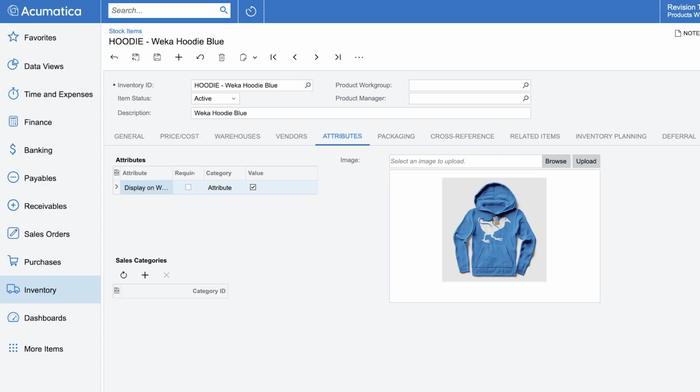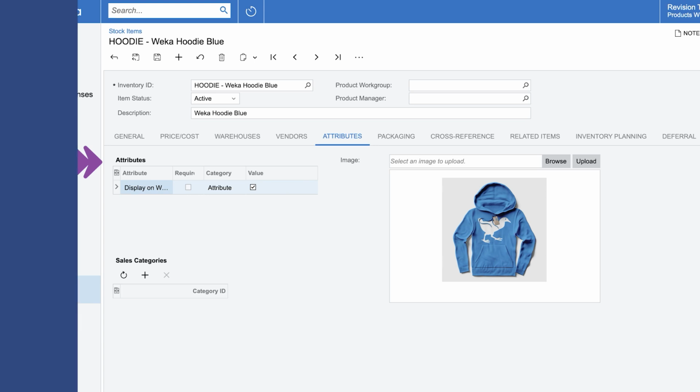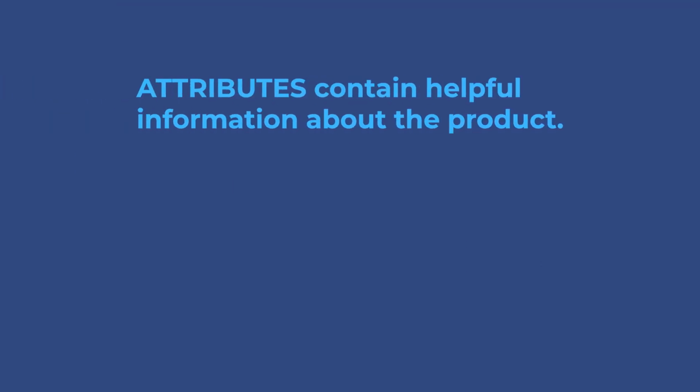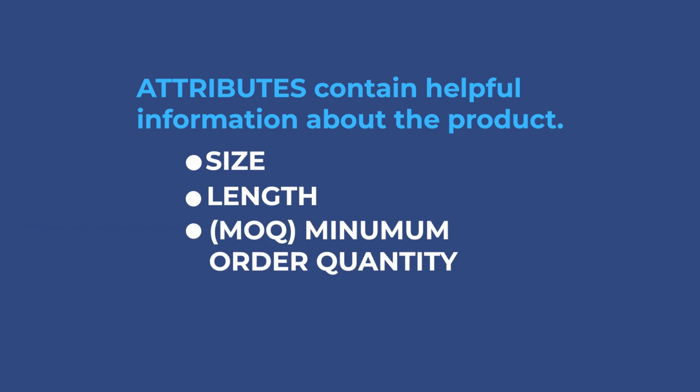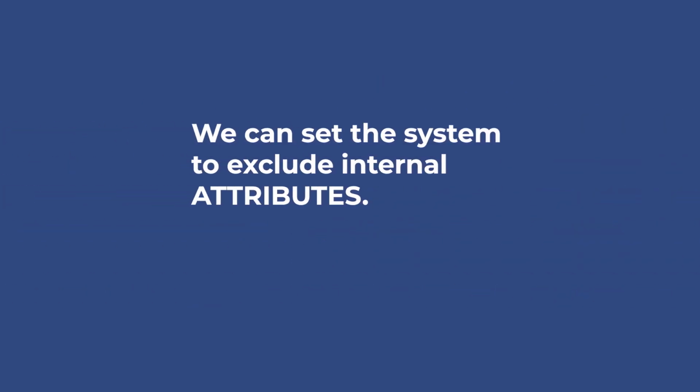Attributes. Attributes set against the stock item can sync back to the Weka platform as attributes or meta fields. Attributes contain helpful information about the product, such as size, length, minimum order quantity, or lead time. We can set the system to exclude internal attributes.